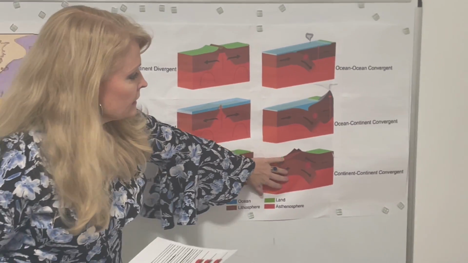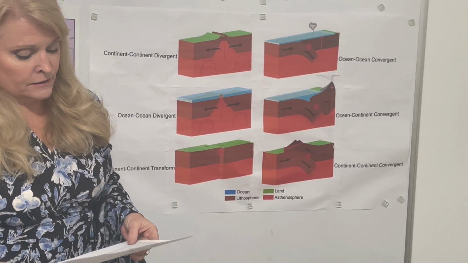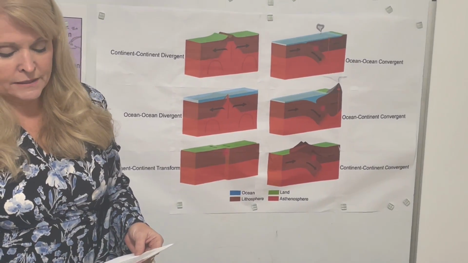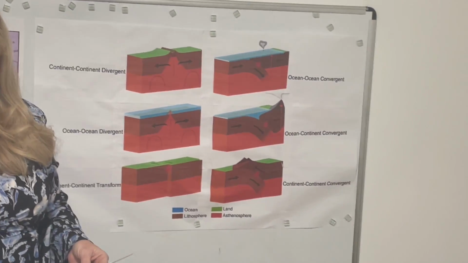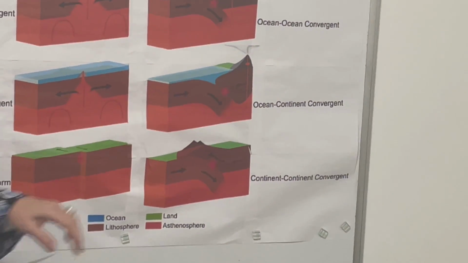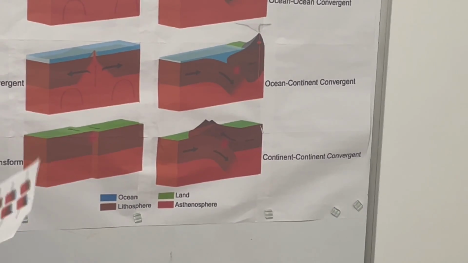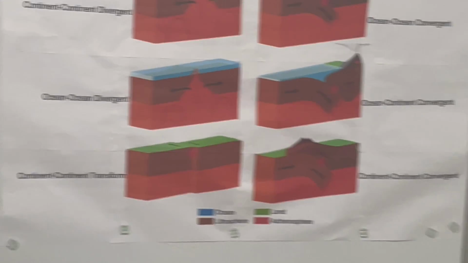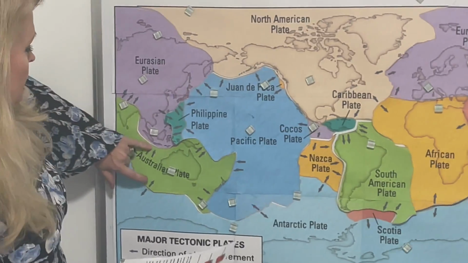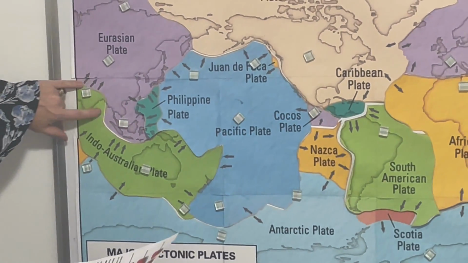And then lastly, we've got continent-continent convergent, which is formed between two continental plates. When the plates converge, sediments are squeezed and thrust upward between the plates, and these squeezed sediments appear as fold mountains along the plate margins. An example of this is the collision of the India plate right up here with the Eurasia plate, and this is what created the Himalaya mountains.